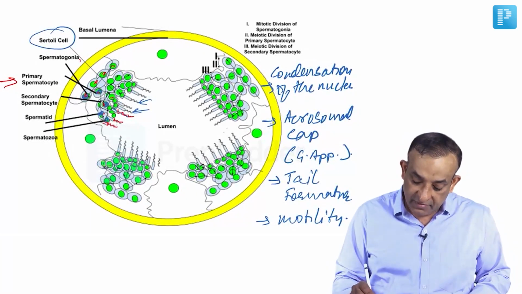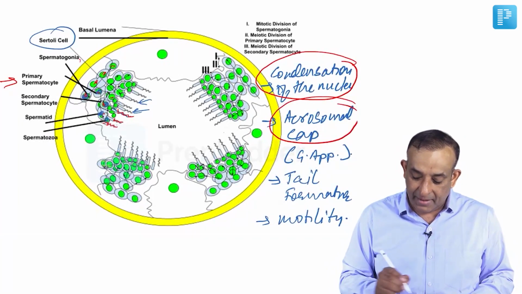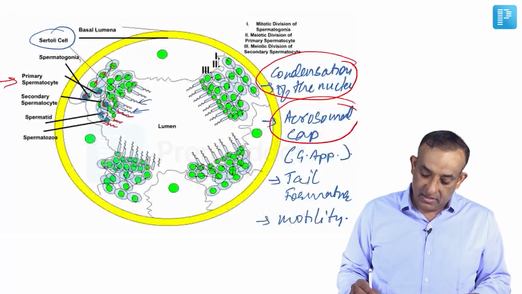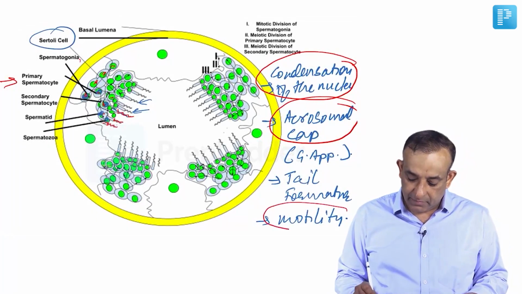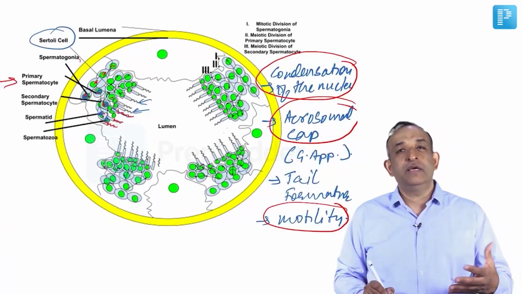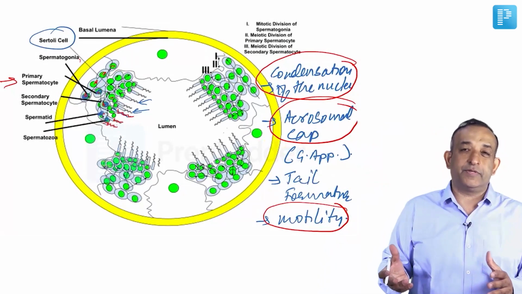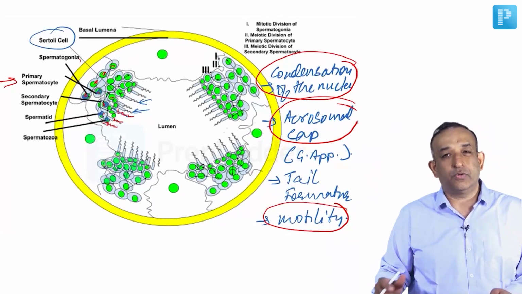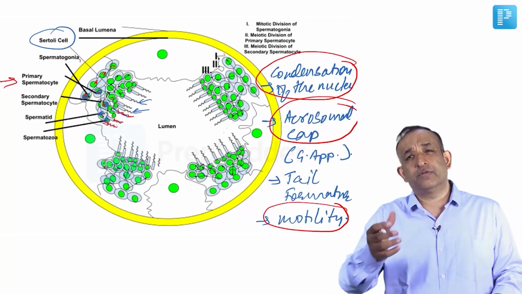The events are, first, the condensation of the nucleus and formation of the acrosomal cap. The acrosomal cap is basically derived from the Golgi apparatus, and then there is formation of the tail of the sperm, and the sperm will attain some amount of motility. So that is the formation of the spermatozoa from the spermatid. Now this changes to the mature spermatozoa. These changes are happening over 21 to 22 days, like I told you, and then these sperms are in the epididymis, and from there into the vas deferens.